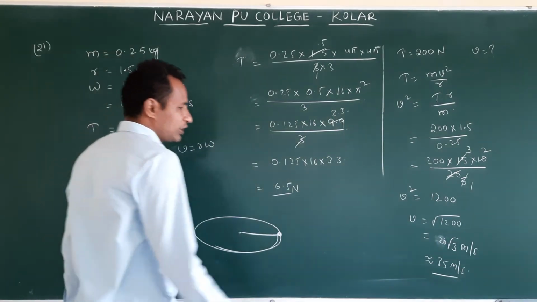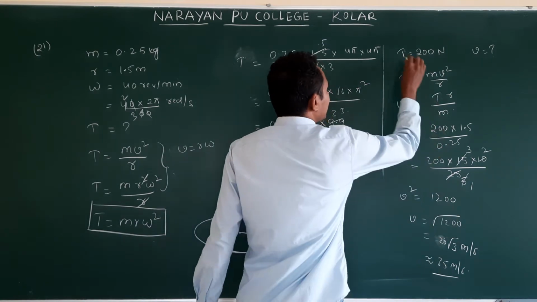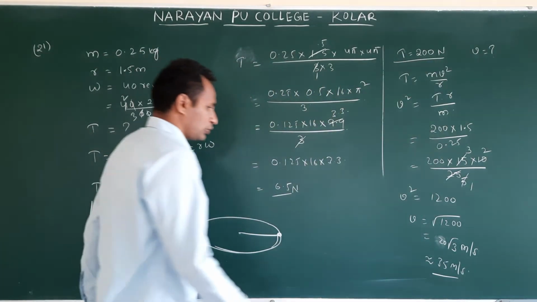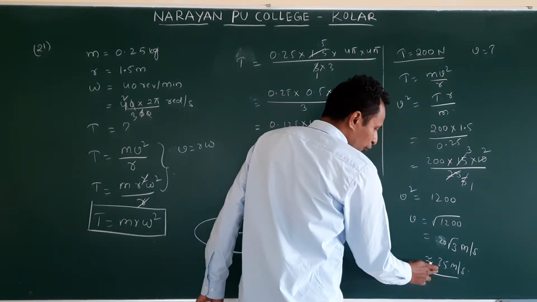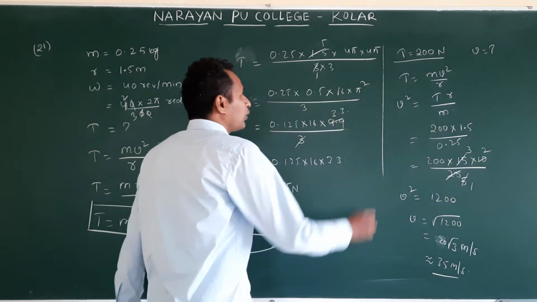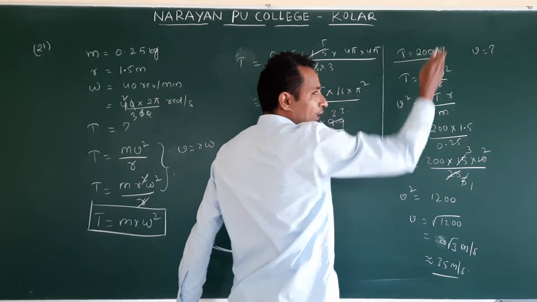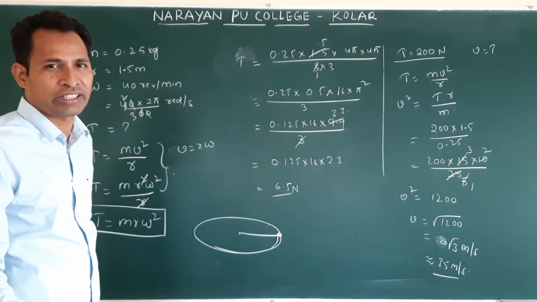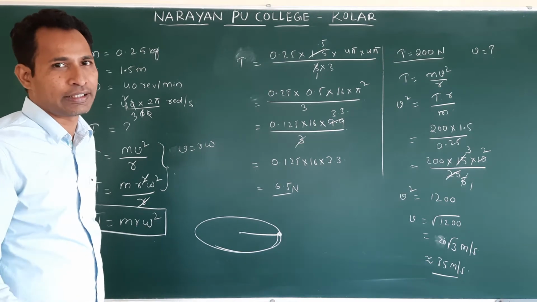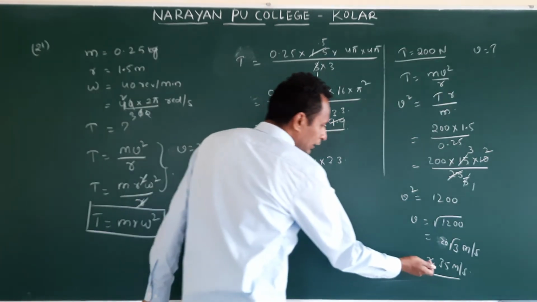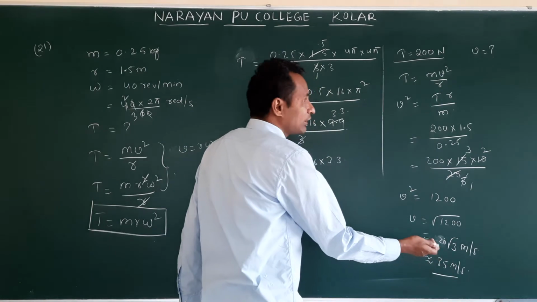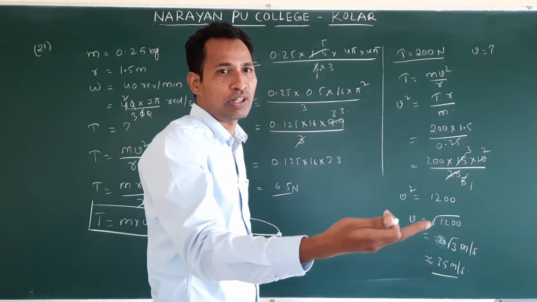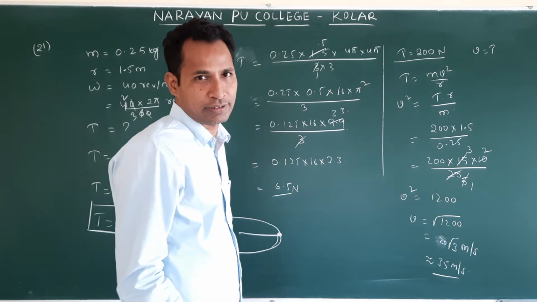If the stone rotates with the speed 35 meter per second, tension would be 200. If suppose the stone is moved with more than 35, then what will happen? Tension will be more than 200. If the tension is more than 200, what is the maximum capacity of the string? It can withstand only 200. Then what happens? We are rotating with more than 35, then tension will be more than 200. It's more than its capacity. So what happens? The string will break.